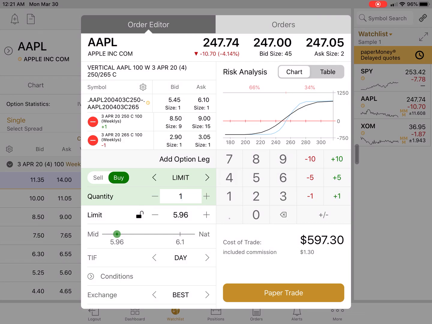If you tap on paper trade and then confirm, the trade would go, but that's about it. And you can actually change the price by tapping on the price and then entering whatever price you want. These spreads actually trade together, they don't trade as individual legs. So if you were to enter a limit price, say $5.98, and instead type in 6, it probably would go a little bit faster. But you could also say 5 and try to buy this a little bit cheaper.